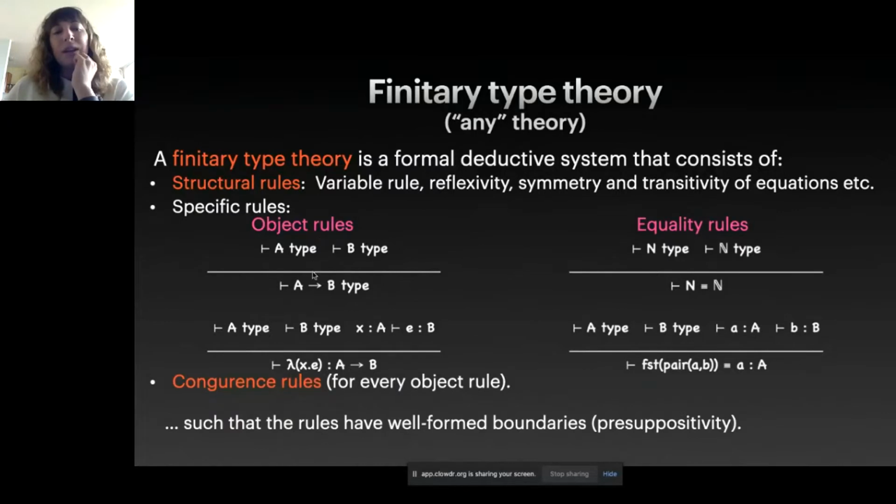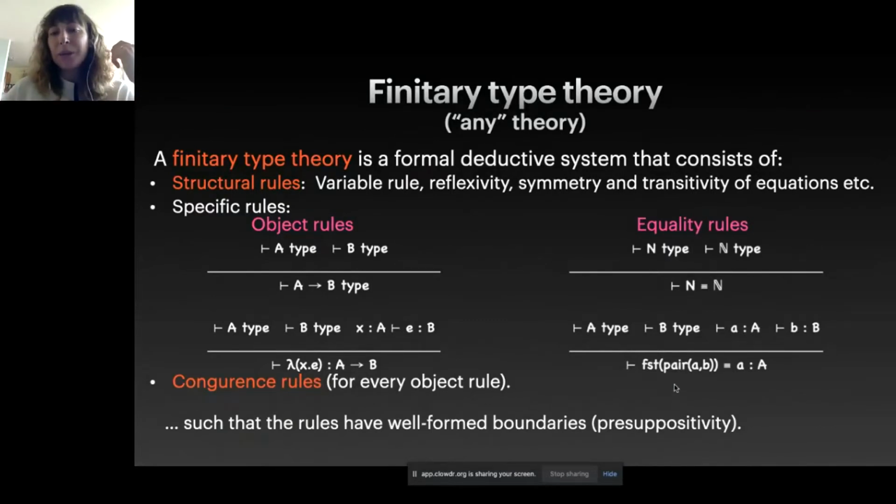So we would say, this is an object rule introducing an arrow as a type, right? And we'd say, okay, if A is a type and B is a type, then A arrow B is a type. Or you have the object rule introducing a lambda. And I intentionally gave you here the not fully annotated lambda, because we can, in principle, give rules of this form. And then we also have equality rules between types, and equality rules between terms.